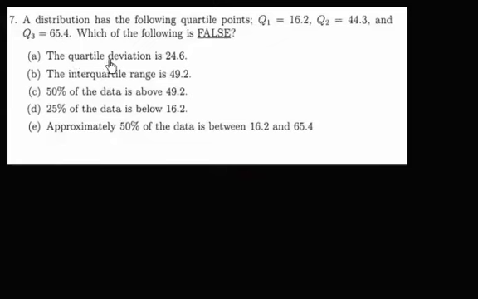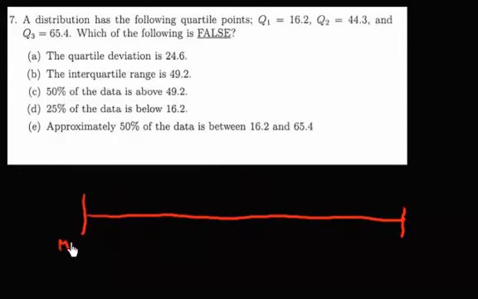They're telling us the quartile deviation, which we have a formula for, so we could figure that out. The interquartile range, we know how to do that. And then we have some other information. First, let's talk about what quartile deviation means. Say you have your set of numbers. We can put them on a line, where this would be your smallest number, the min, and this would be the largest number, the max.